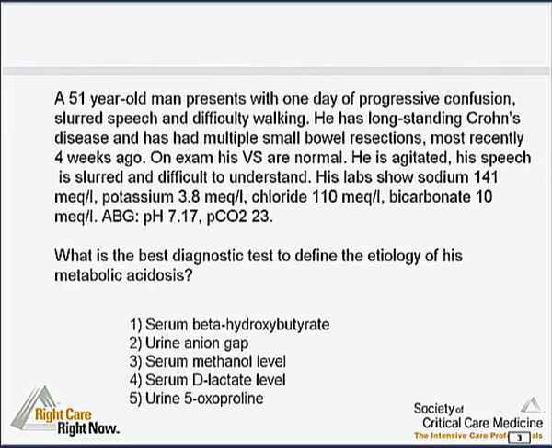What is the best diagnostic test to define the etiology of his metabolic acidosis? A serum beta-hydroxybutyrate, a urine anion gap, a serum methanol level, a serum D-lactate level, or a urine 5-oxoproline.